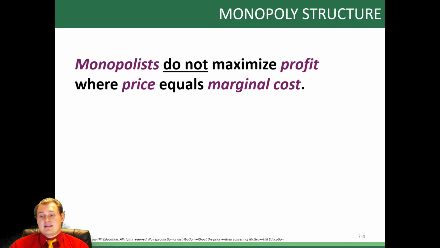Monopolists do not maximize profit where price equals marginal cost. Remember I told you how in perfectly competitive markets, you keep producing until price equals marginal cost. You can't do that with monopolists. Why? Because each time you produce, you are changing the price. So you have to figure out something different. Well, if that's the case, what should I do?